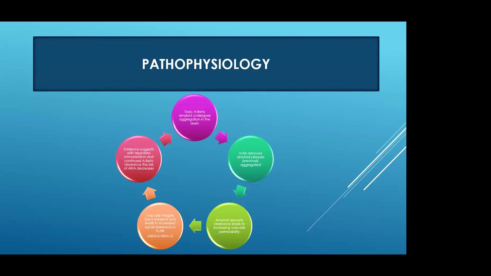In fact, the evidence so far is suggesting that the repeated immunization and continued beta amyloid clearance will actually decrease the risk of ARIA. And I'm going to show a couple of pictures later about that. Again, it's a very controversial topic. We know that we can talk a lot about this, but I'm just trying to offer you a summary of whatever is out there.